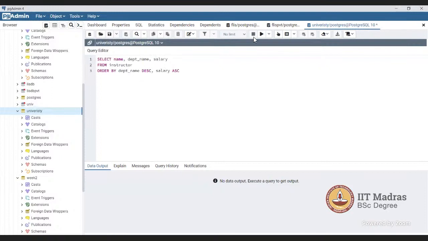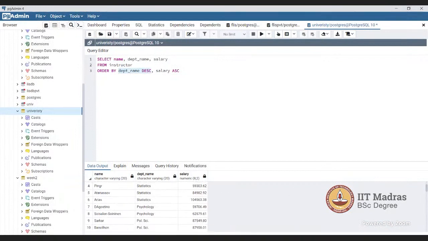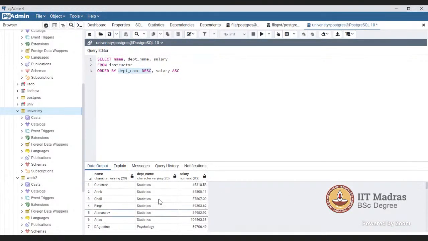Name, department, salary. It's written in 50 rows. Here you can see department name in descending order, like statistics first, then psychology. And then within the department, it will sort in ascending order, so you can see 45, 54, 59, right? Now, if I change the order, what will happen?